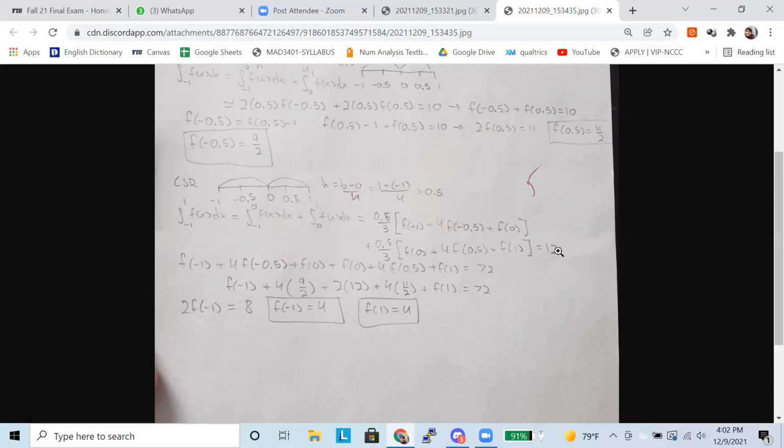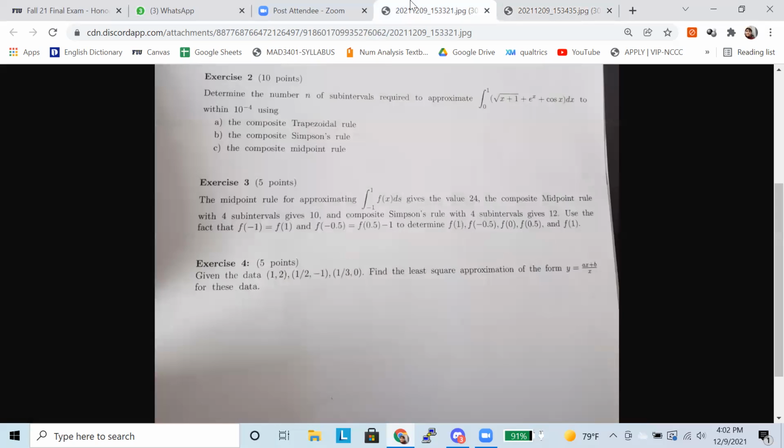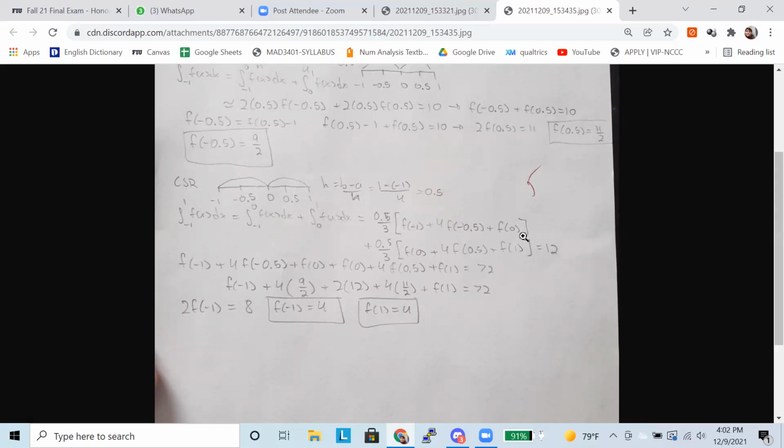All this is supposed to equal 12, right? And that's what the question told us: composite Simpson's rule gives us 12. So then you basically set it up, you distribute and all that stuff, and that way you eventually get rid of all that stuff.